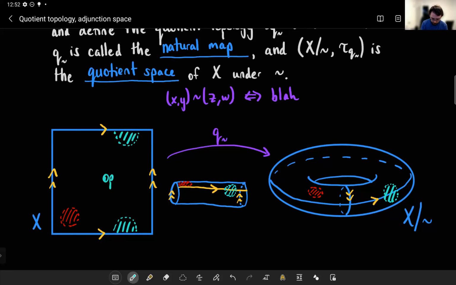And the question is, is that open? And fortunately, the answer is yes. In the subspace topology on X, it is open. Right, I know it looks closed on this part, but it's open because it's the intersection of some open set in R2 with our square.